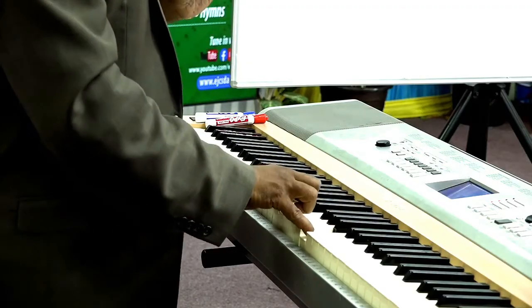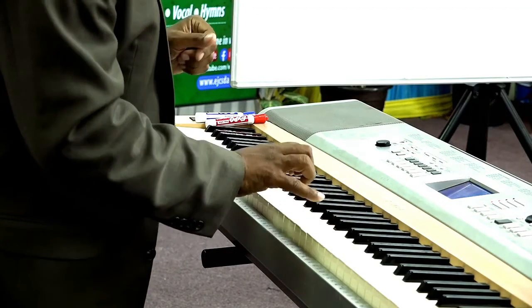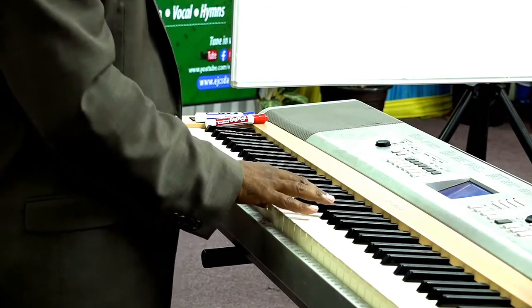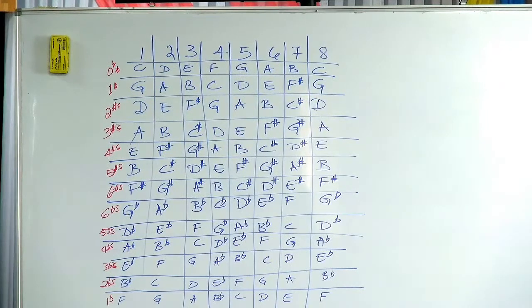What next? We count 5 up. 1, 2, 3, 4, 5. And we're now on, you guessed it, B. Now B has 5 sharps. So it will be B, C sharp, D sharp, E, F sharp, G sharp, A sharp, B.